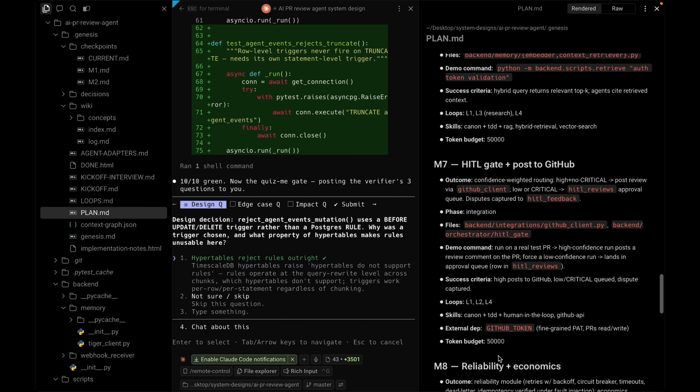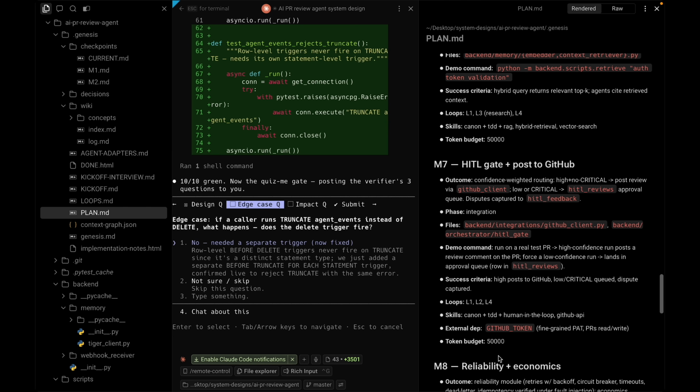So hypertables may distribute data but can never rewrite the rules outright. Can you tell me some example of what you're talking about? I should be able to tell you something. Then the edge case, which means if a caller runs TRUNCATE agent events instead of DELETE, what happens? Does the delete trigger fire?